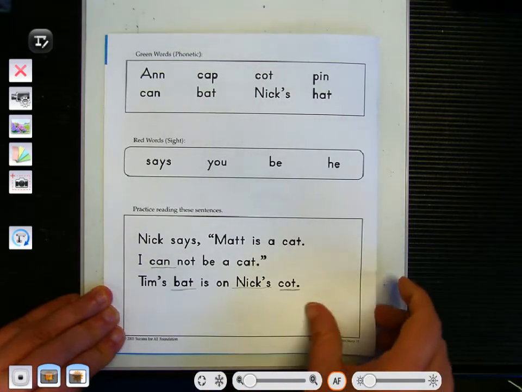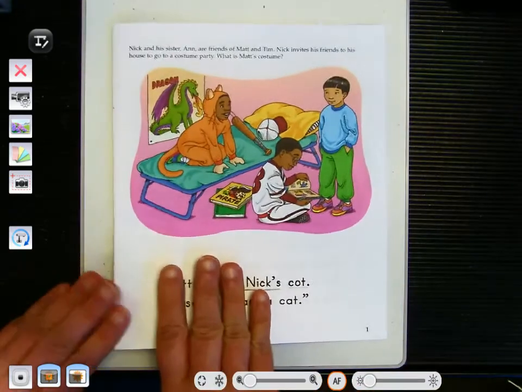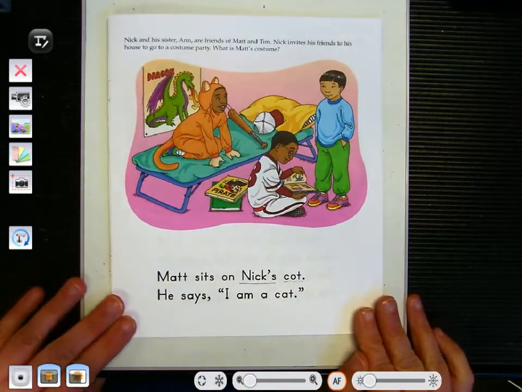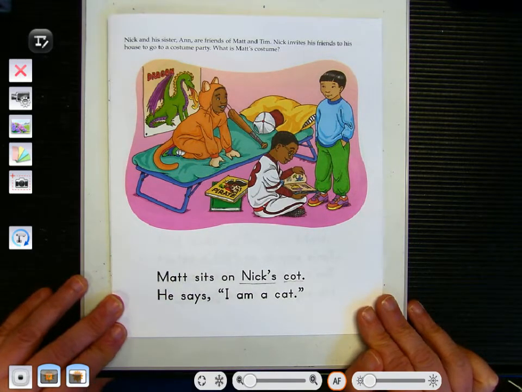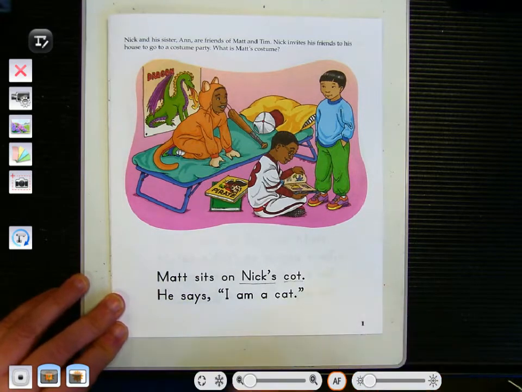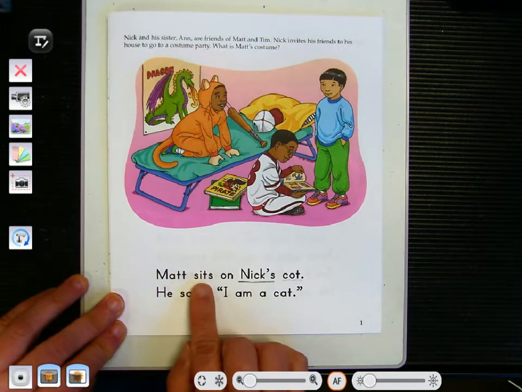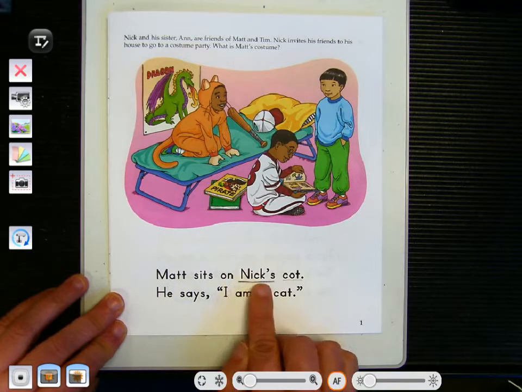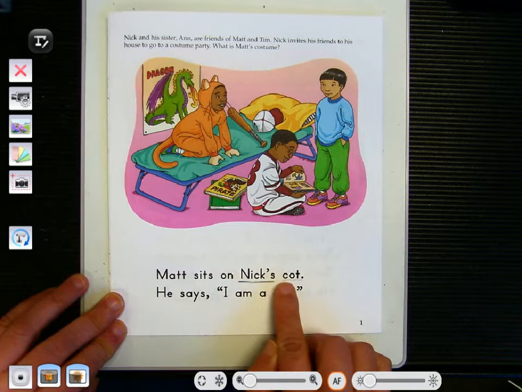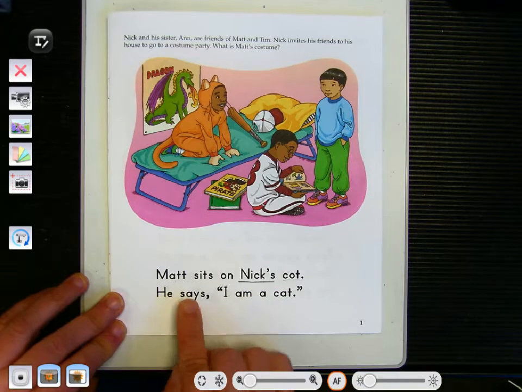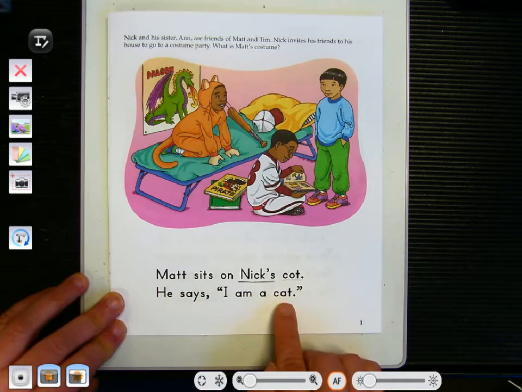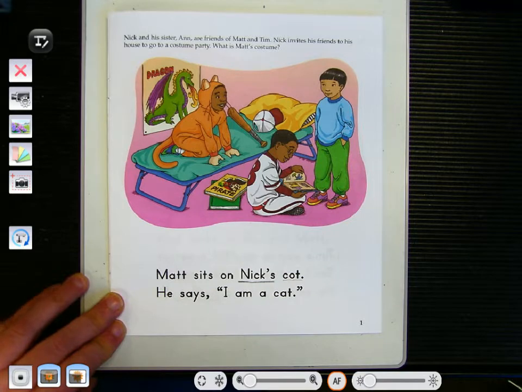All right, let's find out about our story. Nick and his sister Anne are friends of Matt and Tim. Nick invites his friends to his house to go to a costume party. What is Matt's costume? Let's find out and read. Matt sits on Nick's cot. He says, I am a cat. All right, your turn to read.